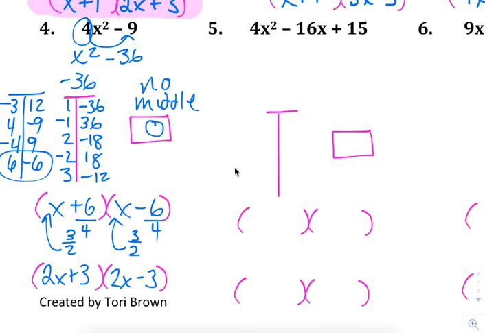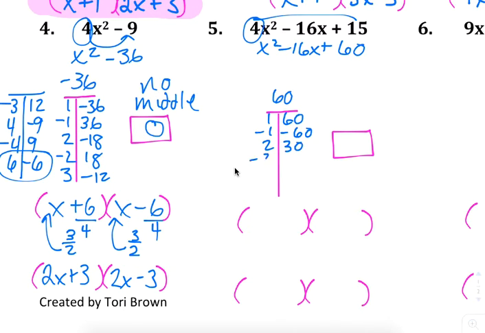Okay? All right, let's go to 5. I'm going to take the 4, swing it over to 15. Makes x squared minus 16x plus 60. 60 goes on top of my t-chart, and I start my list. 1 and 60, -1, -60. 2 and 30, -2, -30.